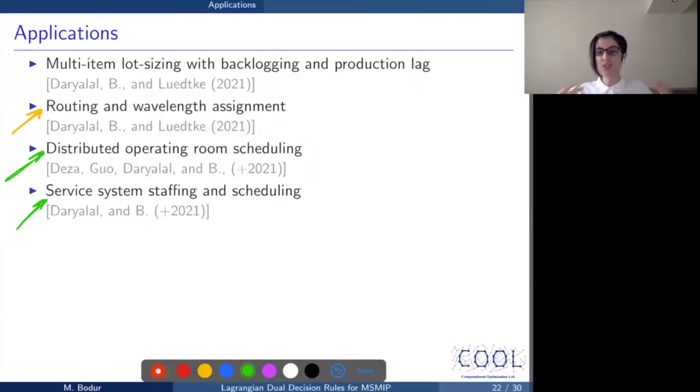I just would like to give you some numbers from each one of these applications to show that these Lagrangian dual decision rules could be helpful, could be promising, especially if our community maybe plays with them and improves them a little bit more.